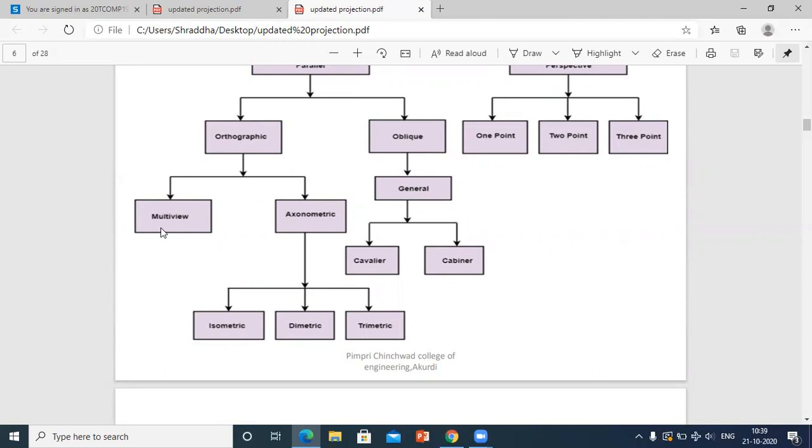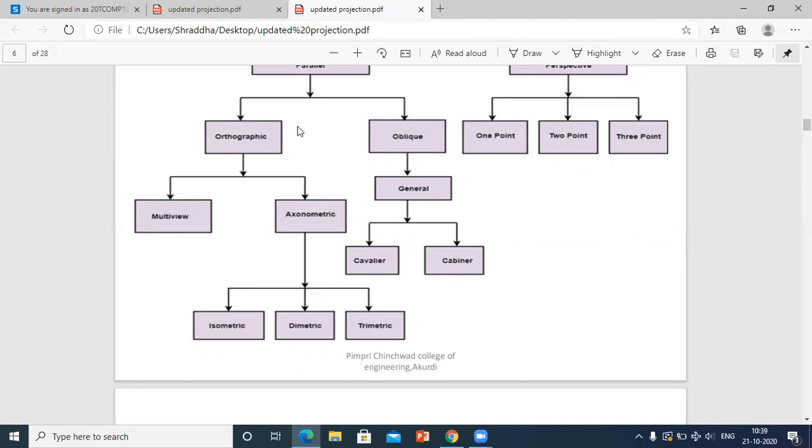Multi-view means nothing but a combination of top plane, front elevation and side view. That means the top surface, front surface and the side surface. When you look at an object from the top, front and side, it comes under the category of multi-view. Okay. This left part comprises orthographic.